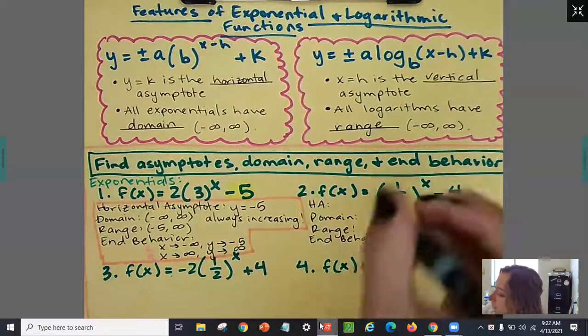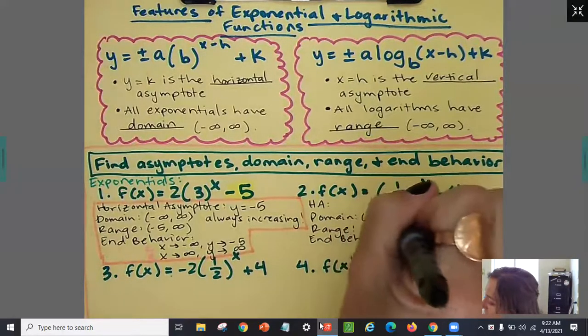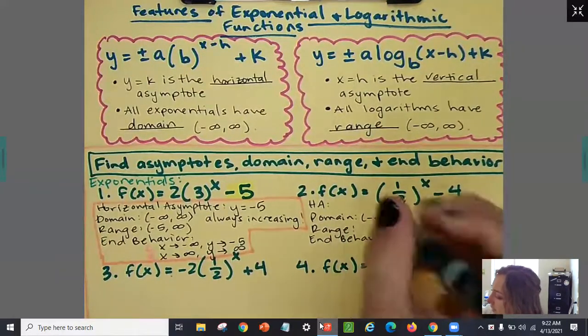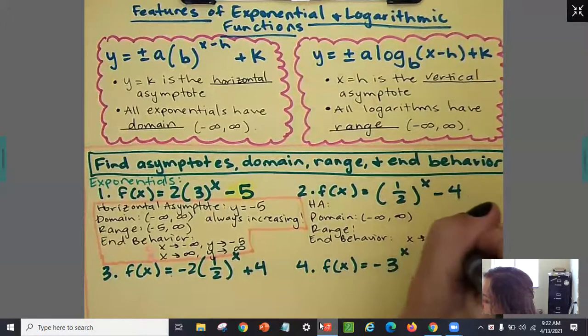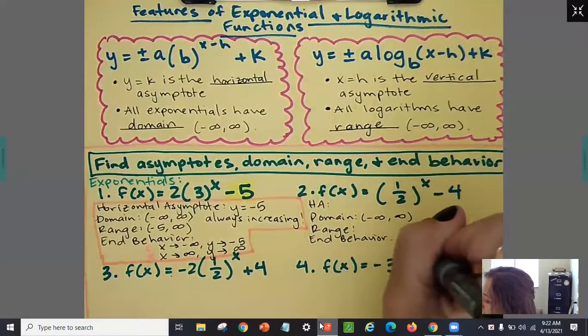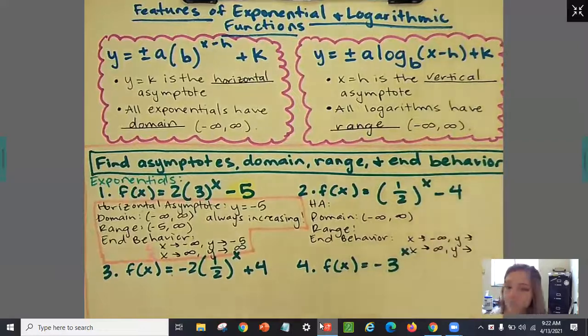Okay, so with the domain, I can go ahead and say that's negative infinity to positive infinity. With the range, I'm not really sure about that yet. For the end behavior, I can go ahead and write as x goes to negative infinity, y goes to something. As x goes to positive infinity, y goes to something.